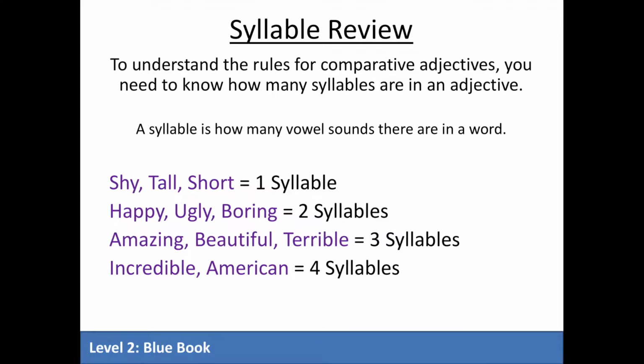So to review, for those that have studied syllables before, you'll remember that a syllable is how many vowel sounds there are in a word. This is really important to know when we talk about comparative adjectives. So some examples, adjectives like shy, tall, and short have one vowel sound, so they're one syllable. Happy, ugly, boring, two vowel sounds, so we have two syllables. Amazing, beautiful, terrible, all have three syllables. Finally, incredible, American, all have four syllables.